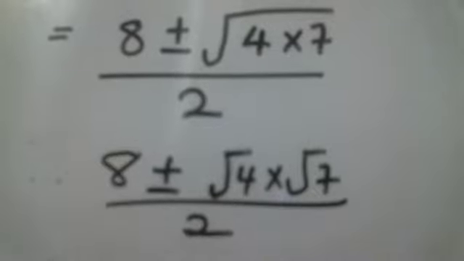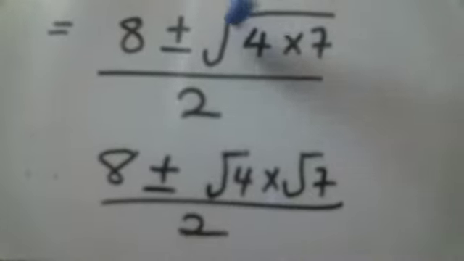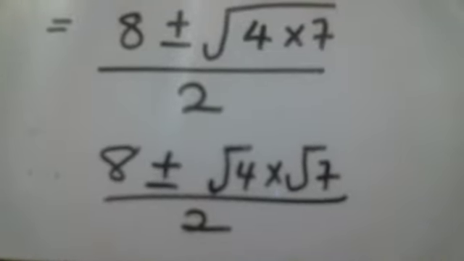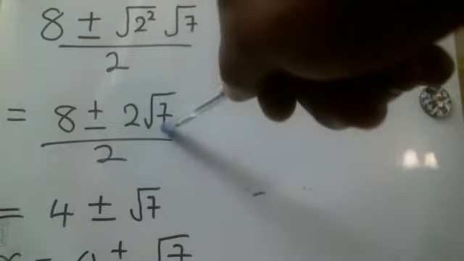For simplicity, square root of 4 times 7 can also be written in this form. As you can see here, square root of 4 can also be written as square root of 2 squared, because 2 times 2 gives us 4. So square root of 2 squared or square root of 4 will give us 2. Square root of 7 remains as square root of 7. Then we have the 8.